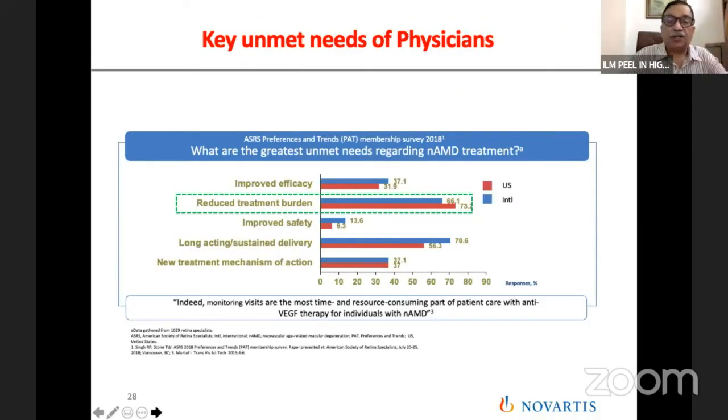Still, despite all this, there are certain unmet needs. And what are our unmet needs? The fact is, we want to reduce the treatment burden for the patient. We want to improve the safety for the patient. We want to give a longer or sustained delivery. And we want to see if we can have newer mechanisms of action which will work better. So all these efforts are going on.